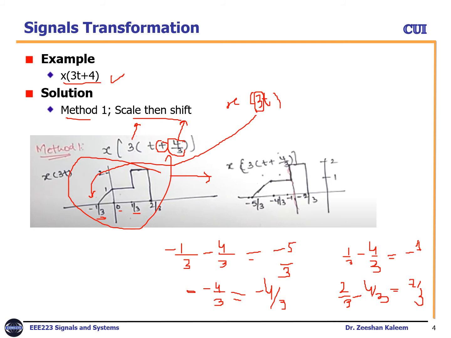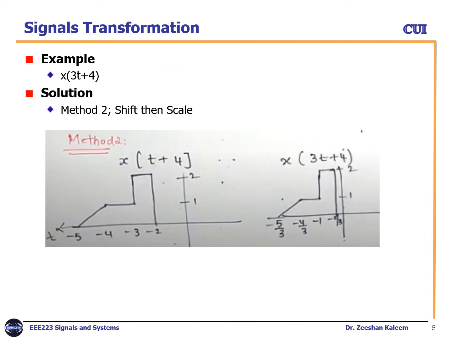So we have a final signal that looks like this one. So what is this signal? This is actually the scaled and the shifted version of this. So we obtain x of 3t plus 4. So this is the representation of x of 3t plus 4 after performing two operations. First one is the scaling and then shifting. Okay, let's solve this similar example with the shifting and the scaling version.